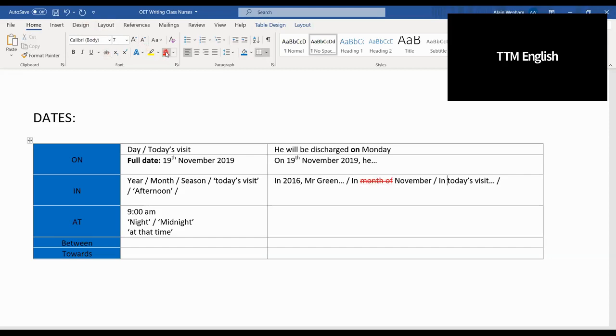What about afternoon? Give us an example. I will go shopping in the afternoon. So how about he will have his surgery in the afternoon. What's missing here? The. We always say the afternoon. I don't know why. It doesn't really make sense, but it's always in the afternoon. Can we say he will have his surgery in this afternoon? No, you can't. You can say this afternoon and that's it. So no in here.